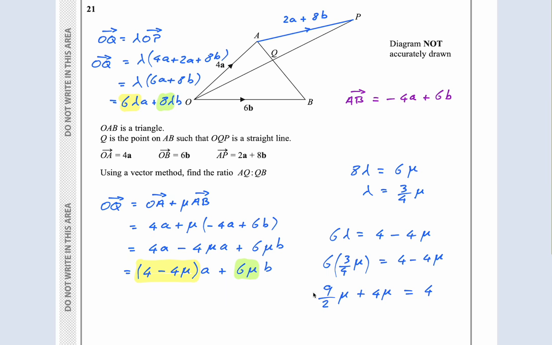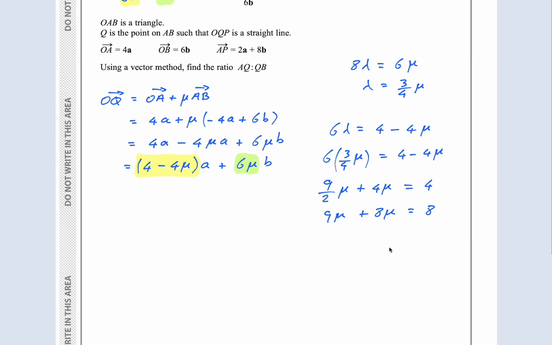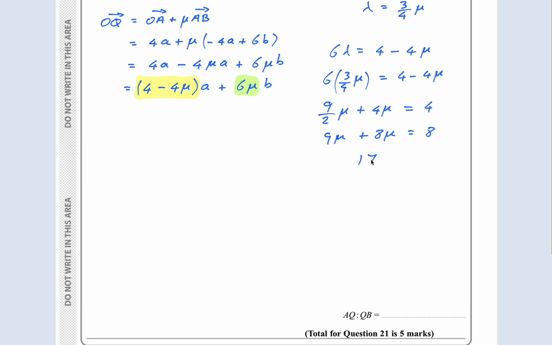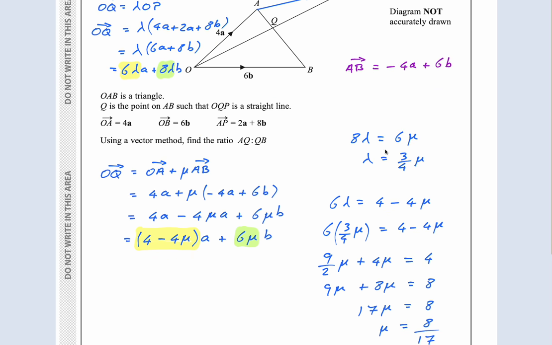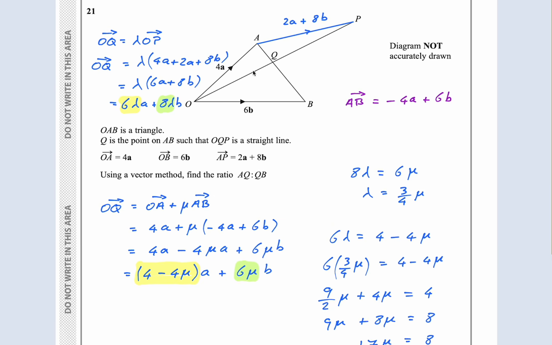I'm then going to multiply everything by 2. So 9 mu plus 8 mu equals 8. And then let's move down here. 17 mu equals 8. Mu is equal to 8/17. Now, just be careful, guys. That means, if you recall, I said mu was the fraction of AB that brings me to Q.